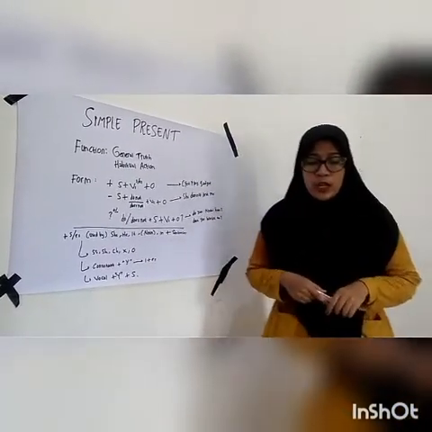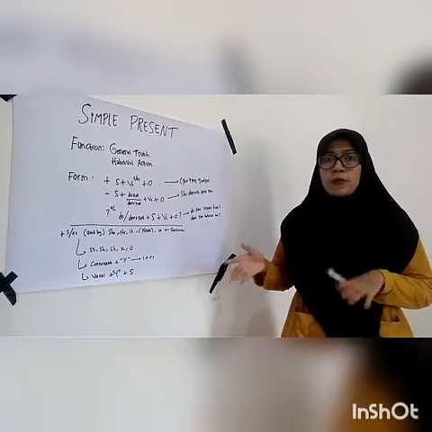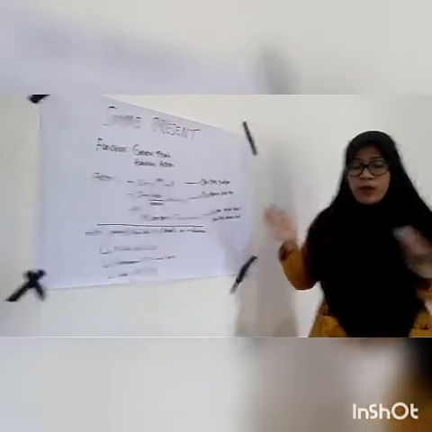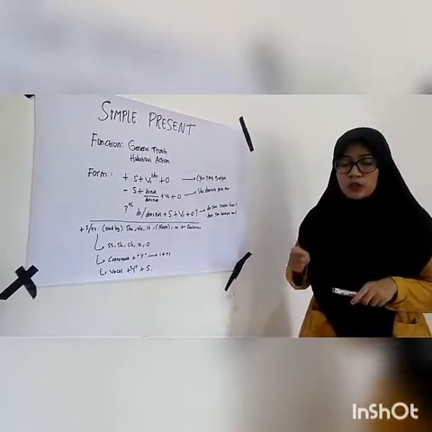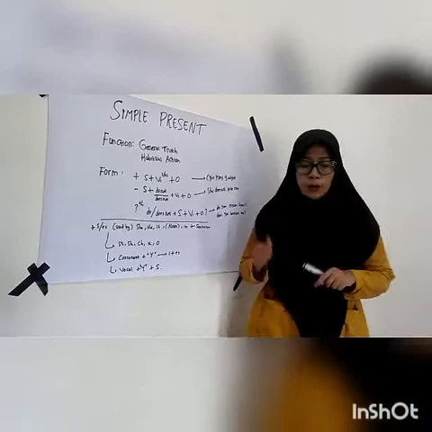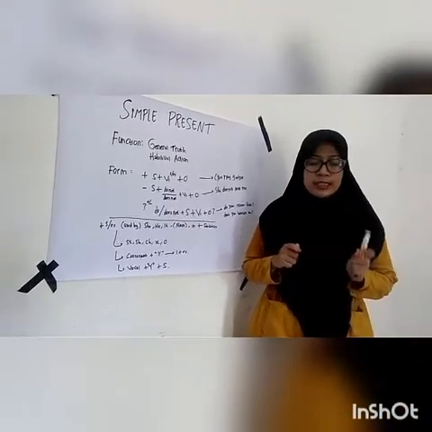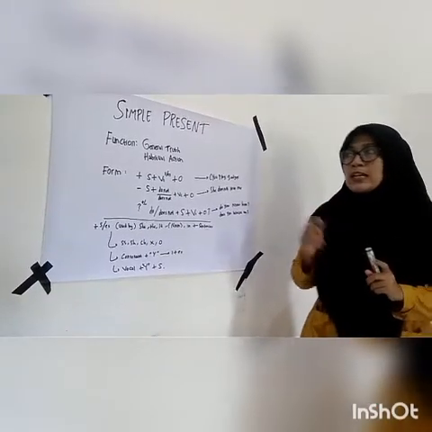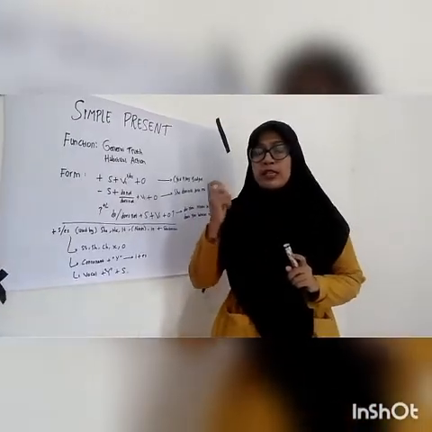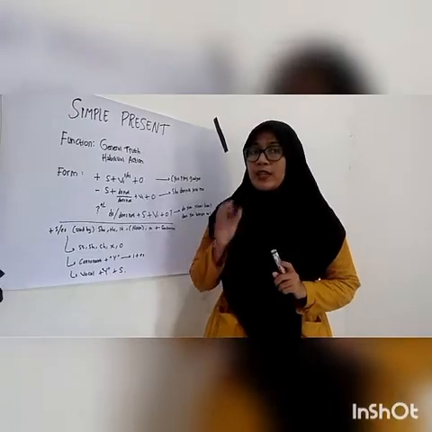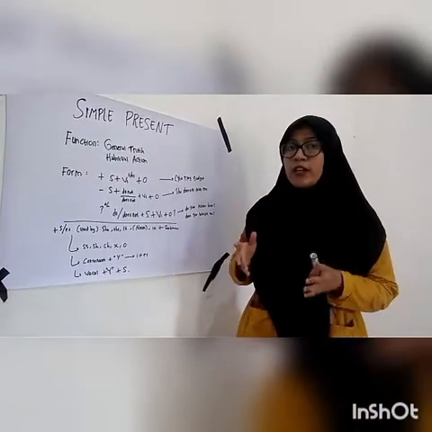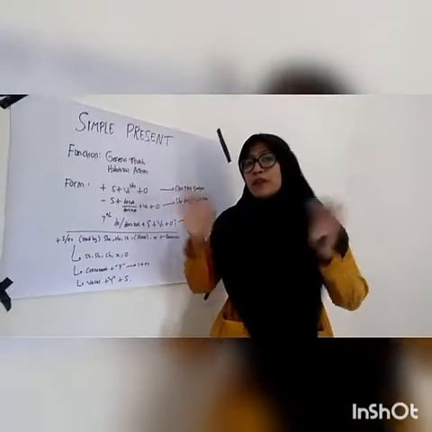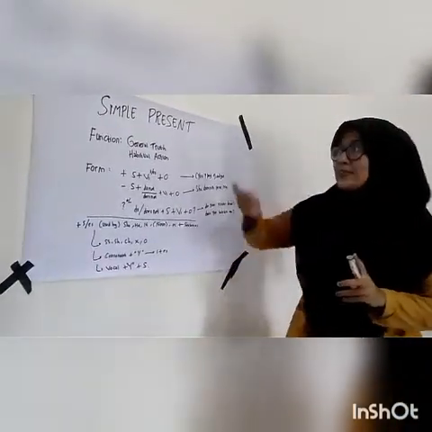For example, the sun rises from the east to west. One year consists of 12 months, and a woman gives birth to a child. Yes, something like that. The general truth is the fact about something. You can remember about general truth.